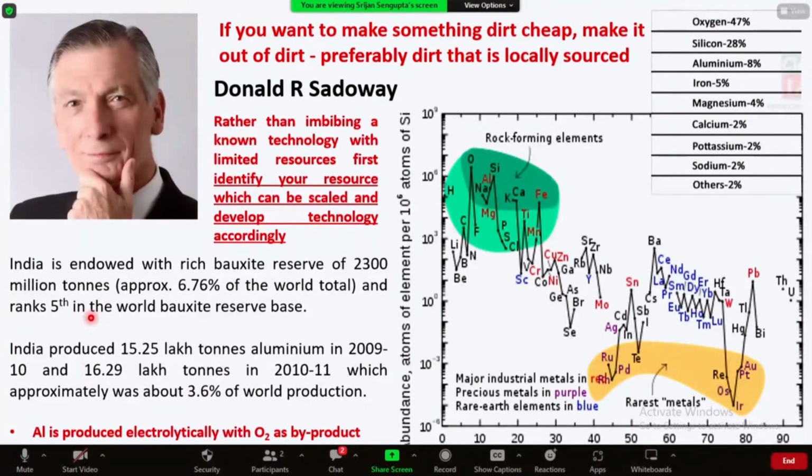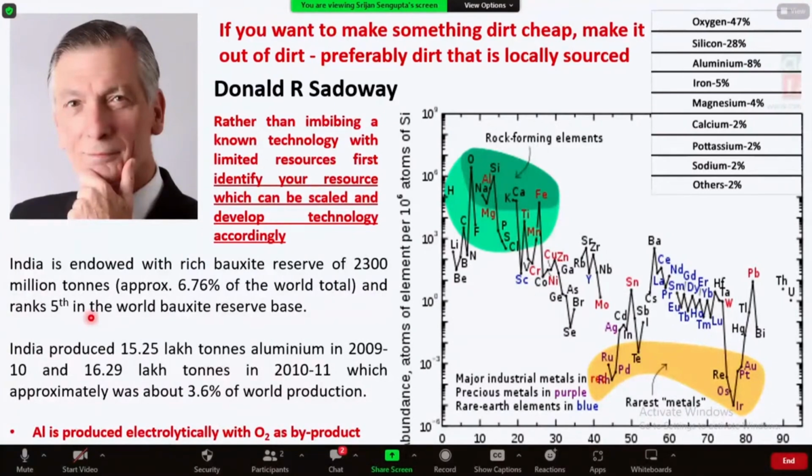Yeah, so what we are looking for: rather than imbibing a known technology like lithium-ion technology from abroad with limited resources, we should not do that. First, identify your resources which can be scaled at a cheaper price, and accordingly develop the technology. That should be our target.